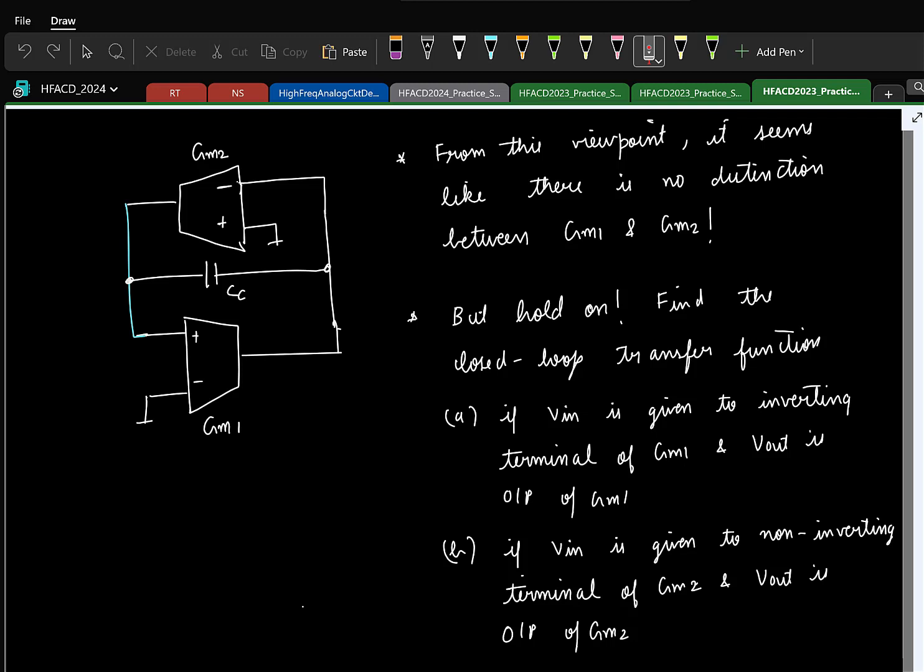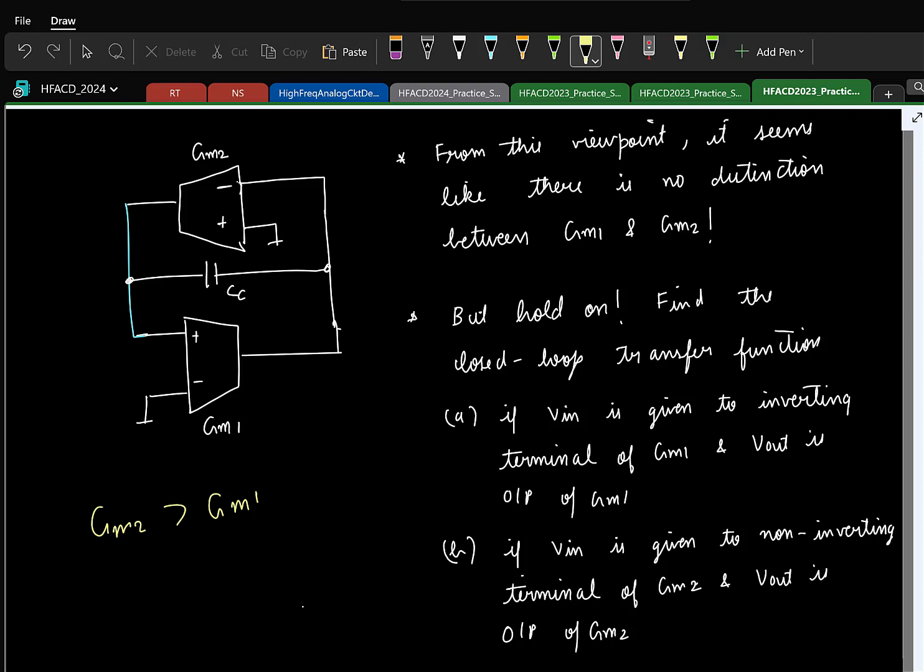Now let's intuitively see. For GM1, CC is in positive feedback because it's connected to the positive terminal here. If it increases, this increases. It will keep increasing in the same direction. For GM2, you have both positive and negative feedback. Finally, what should dominate? Negative feedback should dominate. So which should be higher? You have to make sure the larger GM has negative feedback.